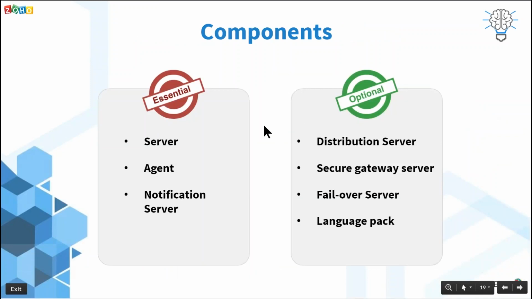Components. These are the 7 components which are involved when it comes to Desktop Central. Out of 7, 3 are essential components, and the remaining 4 are optional components. By now, you should be aware of what a distribution server and a secure gateway server are, and you might wonder what this failover server is. So let me explain the failover server here. A failover server is an additional server which actively monitors the primary server and takes over the operation when the primary server fails. This feature helps you eliminate downtime in your business.